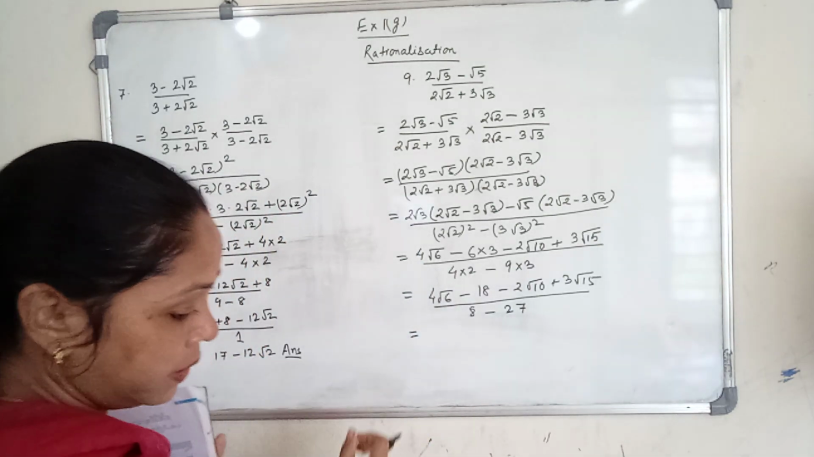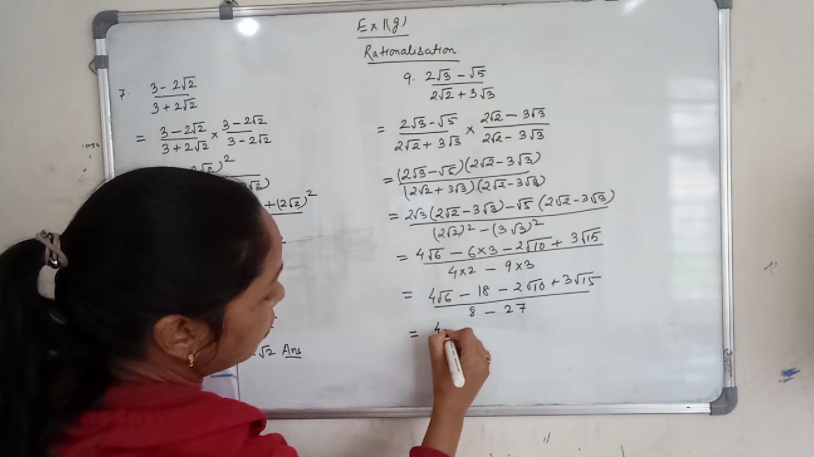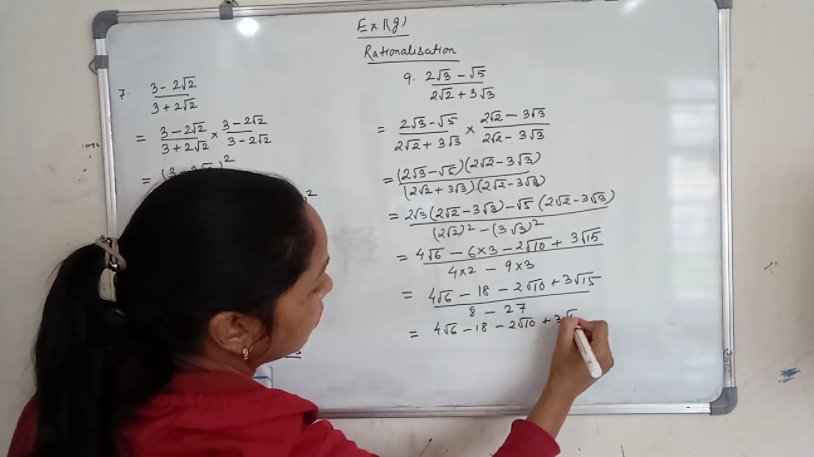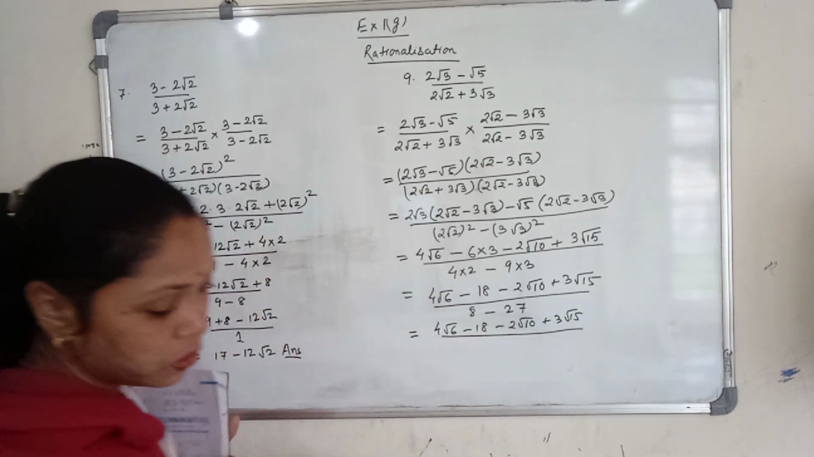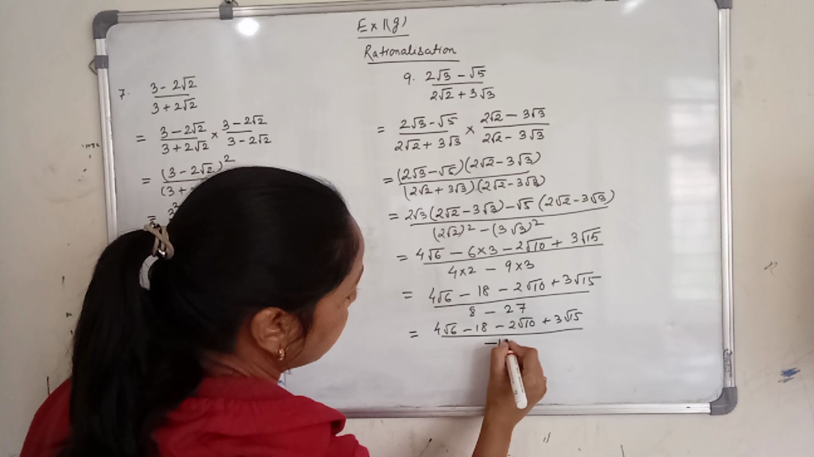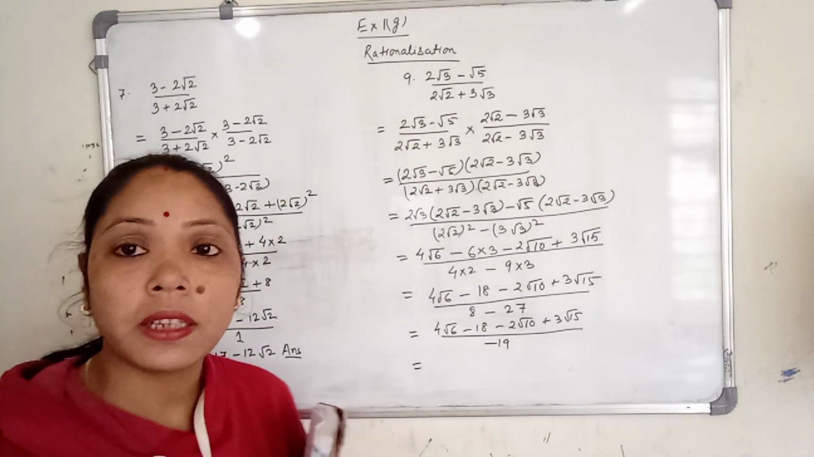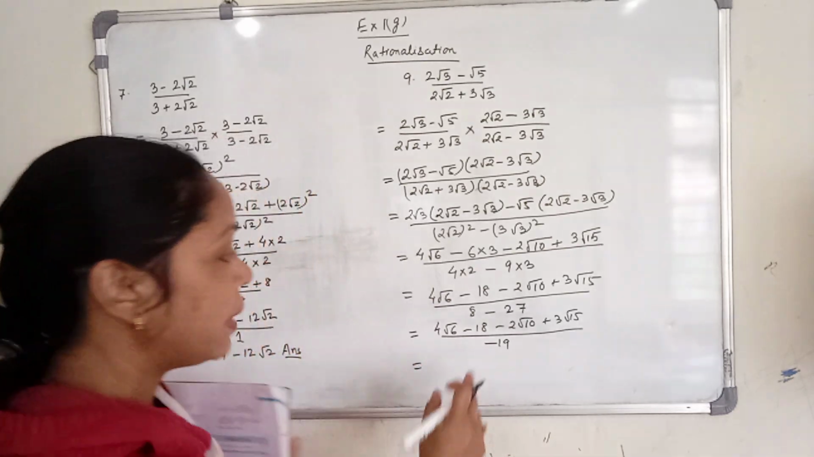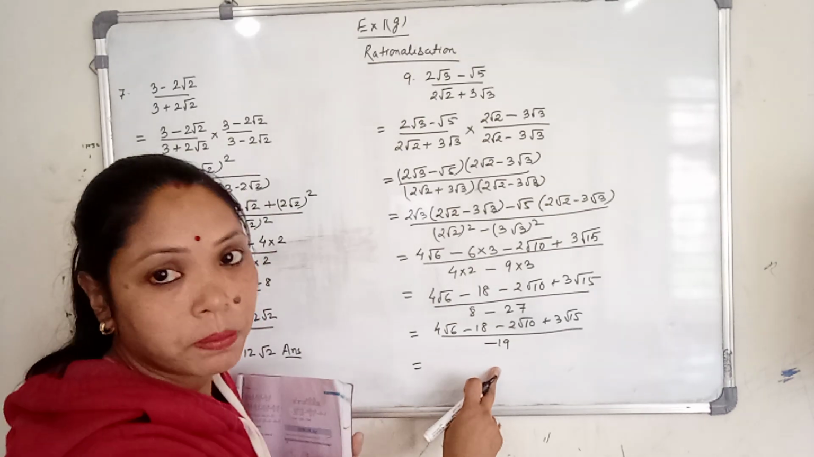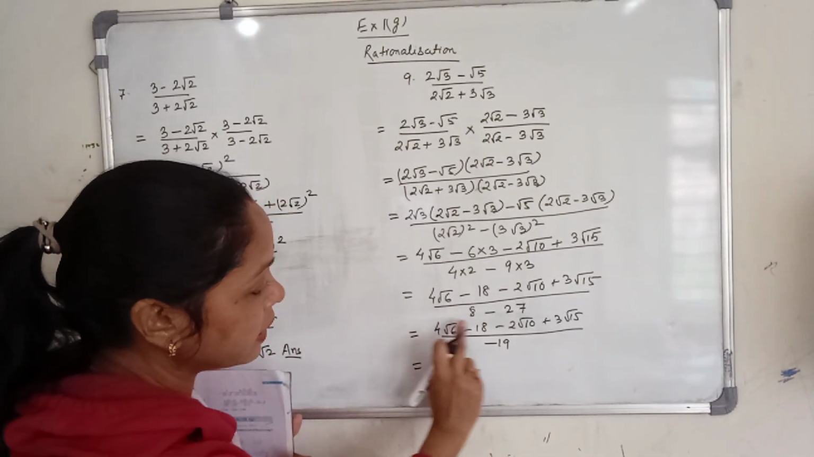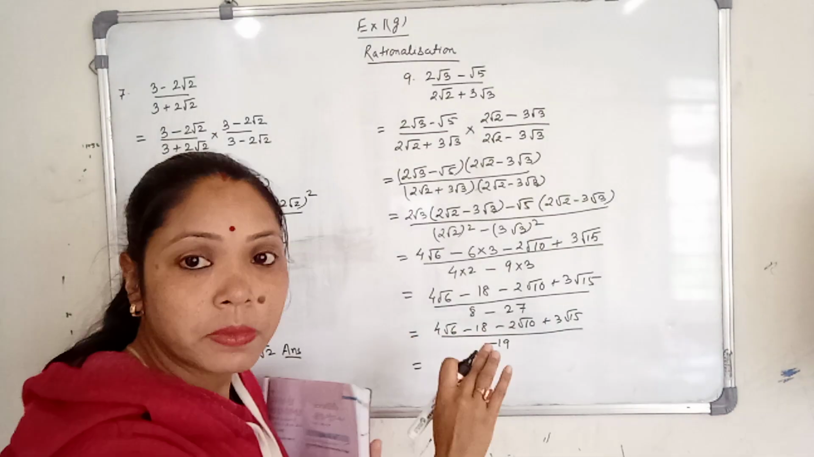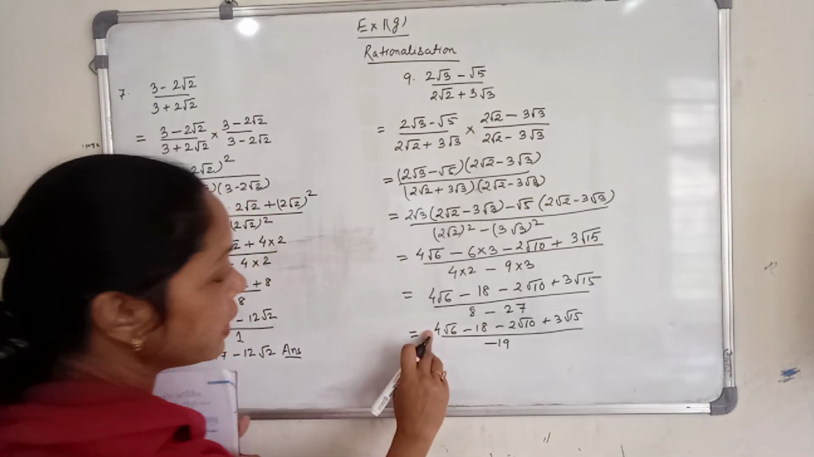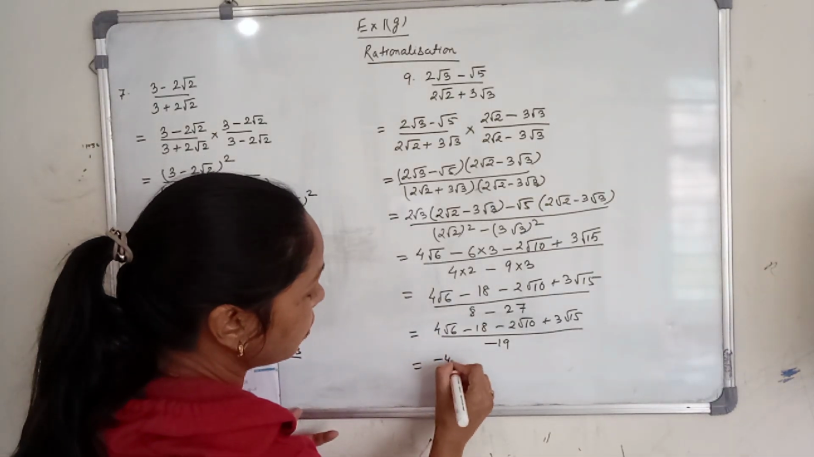Now subtract it. 4 root 6 minus 18 minus 2 root 10 plus 3 root 15 by 8 minus 27 will be minus 19. Now whenever there is a negative sign in the denominator, we have to change the sign of the numerator by making the denominator positive. So this is minus, bring this minus in the numerator. So whatever terms are positive in the numerator become negative, and negative terms become positive. So this one is the positive term, so here we will get minus 4 root 6.